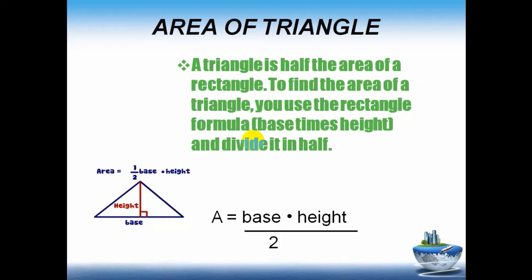A triangle is half of a parallelogram. A triangle is half of a rectangle. So since the area of a rectangle is equal to length multiplied by height, the area of the triangle will be equal to length multiplied by height divided by 2. Length means the base, so base multiplied by height divided by 2 is equal to the area of a triangle.